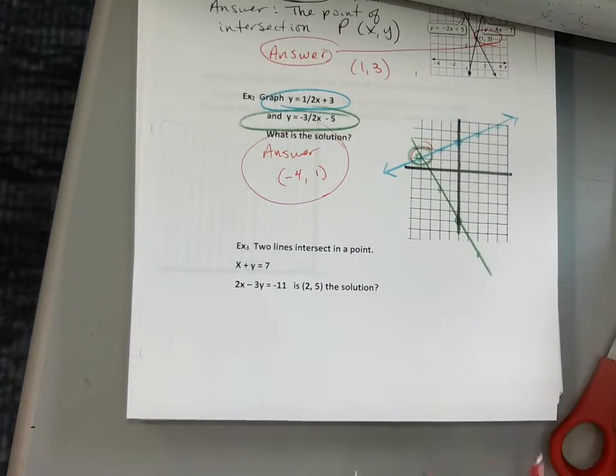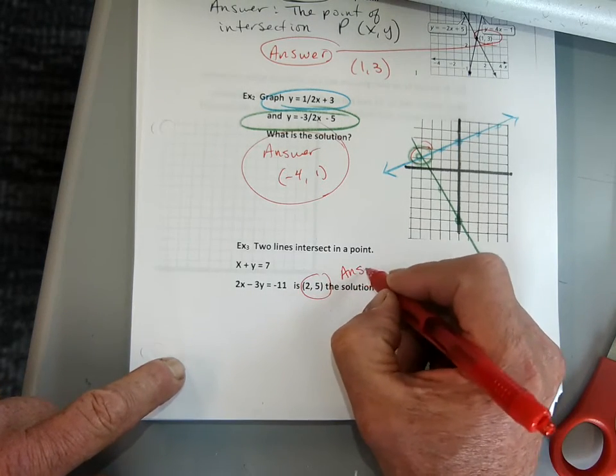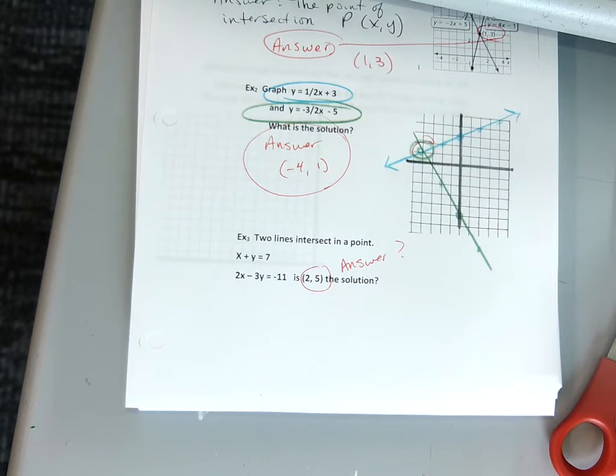Okay, example 3 asks a different question. It's saying, is this the answer? Well, we could graph them and find out. Or another way to do it is this. You'll see the first one pretty easily. (x, y). So if I put 2 here, and I put 5 here, what's 2 plus 5? So that works, doesn't it? But it's got to work in both of them. So we're going to test both. It has to work in both lines, not just one.